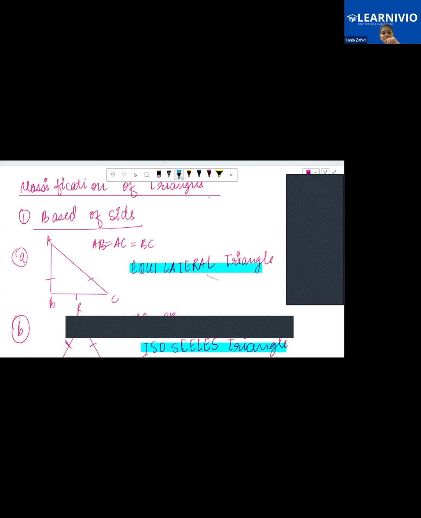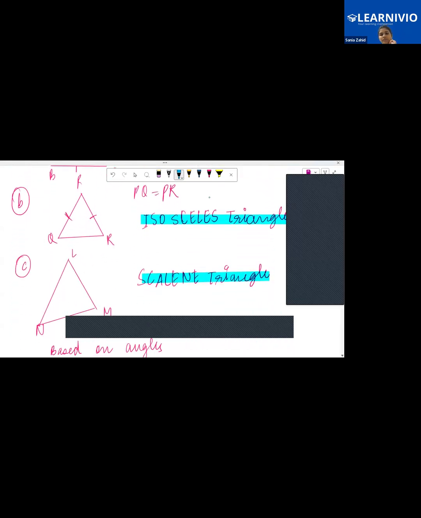Manha, you tell me, what are the classifications of triangles based on size? Equilateral triangle, isosceles triangle, scalene triangle. What is an equilateral triangle? Define them.